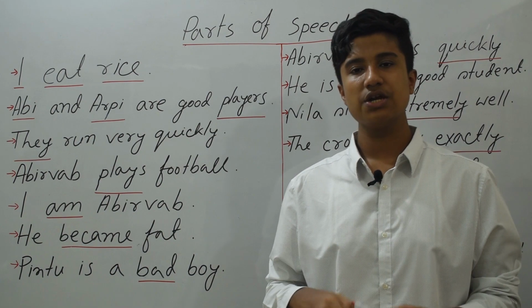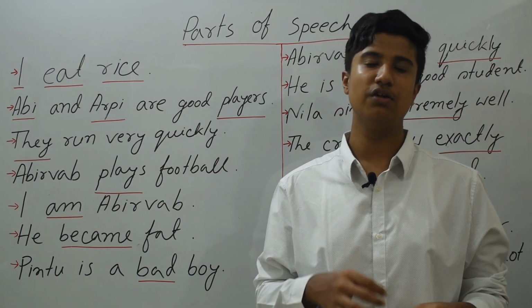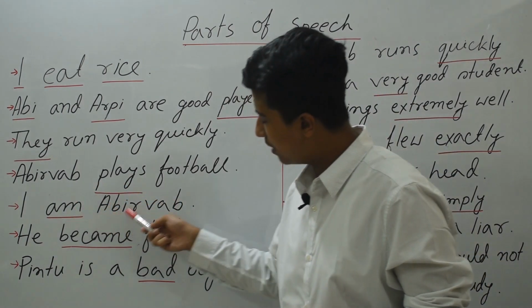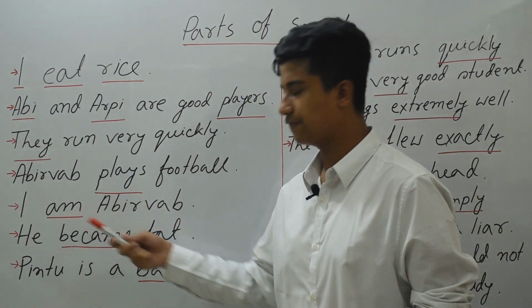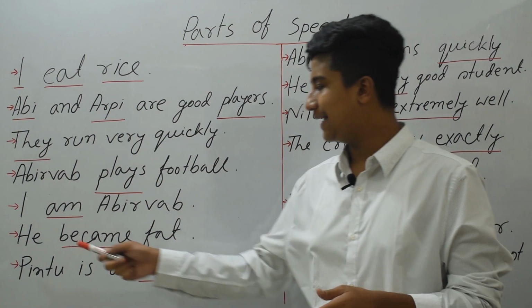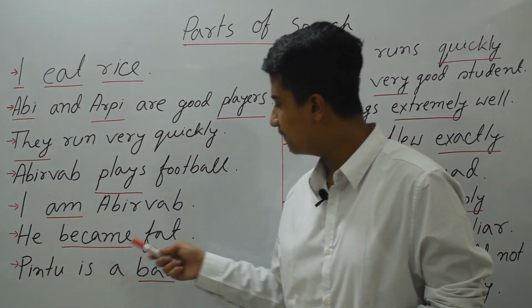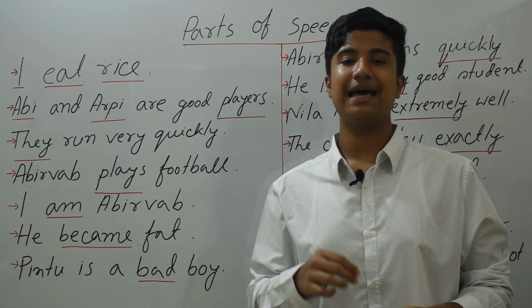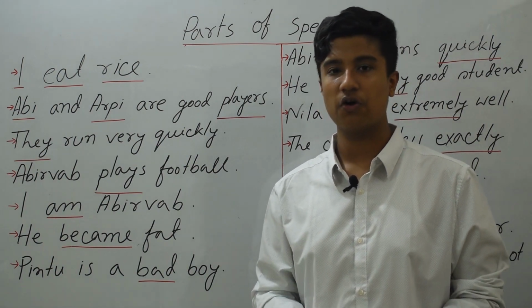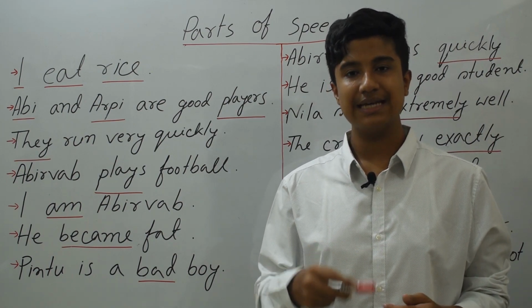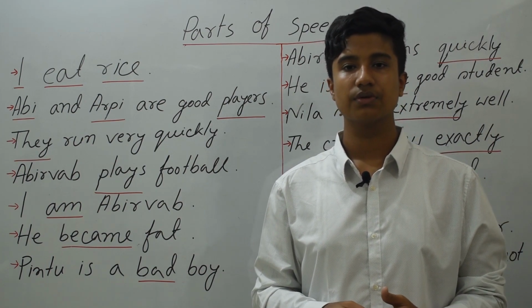In English, continuing a conversation can be very difficult without the usage of verbs. For example, I am Abir. Here, am is a verb. Again, we can say he became fat. Before he was thin and now he became fat. A verb tells us the action someone or something is performing, the process of change he or she is going through, and the state he or it is in.